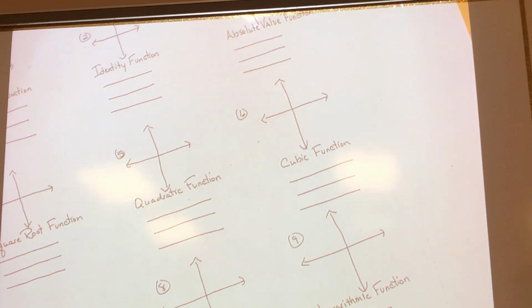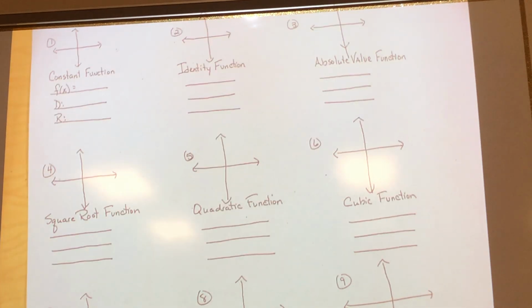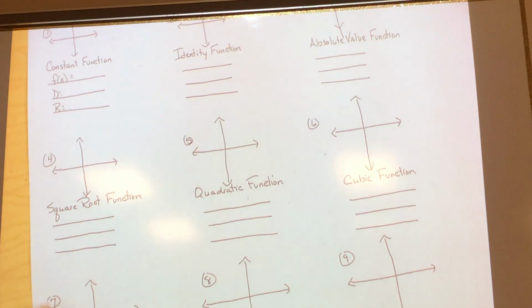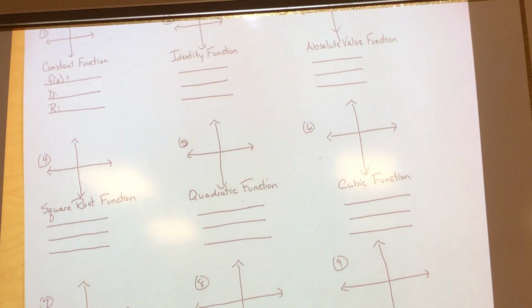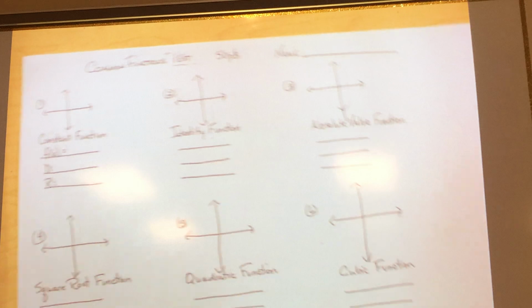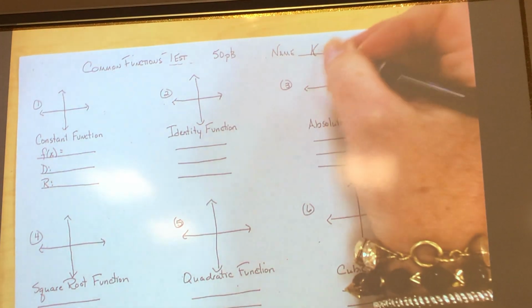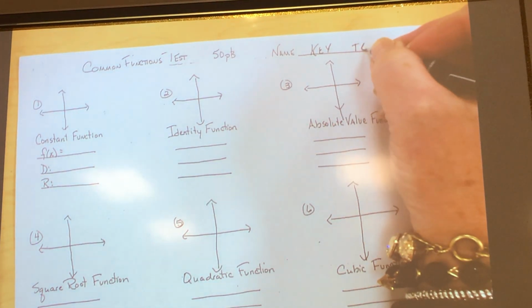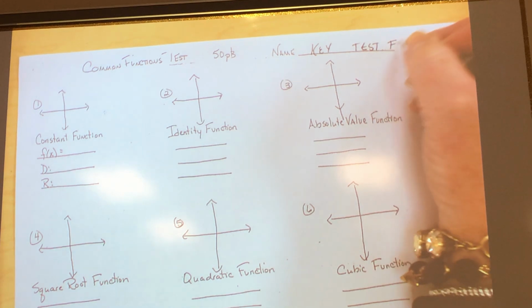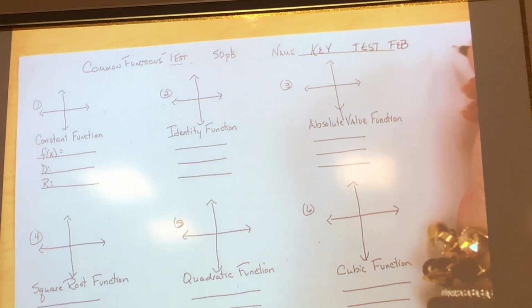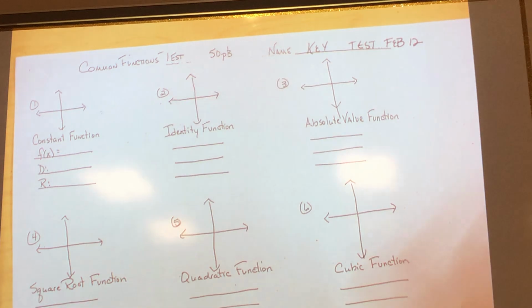So let's fill this paper out. This test will be next Wednesday. Stop. Next Wednesday. Okay? So, here we go. Let's see what you know. See what you remember. So, key test. February what? 12? Two days before Valentine's Day.